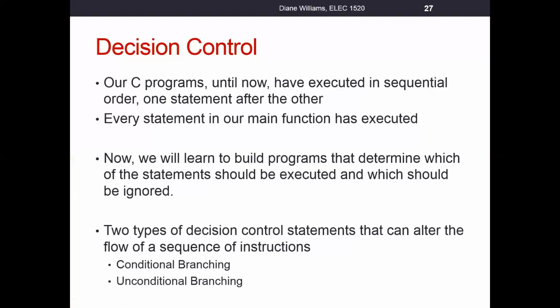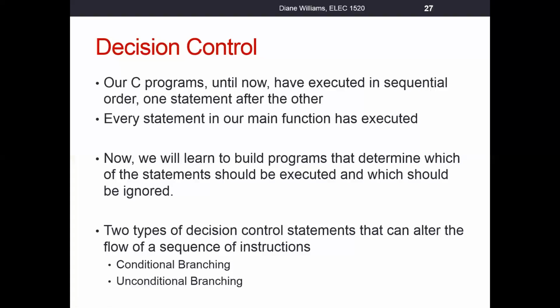All programs without selection statements just execute one line after the other in sequential order. We've been writing all our programs with just the main function, and we saw that one line after the other executes. Well, now we'll branch around some of those statements. Some may execute, some may not execute based on some decision tests that we'll make. So we'll talk about conditional branching and unconditional branching.